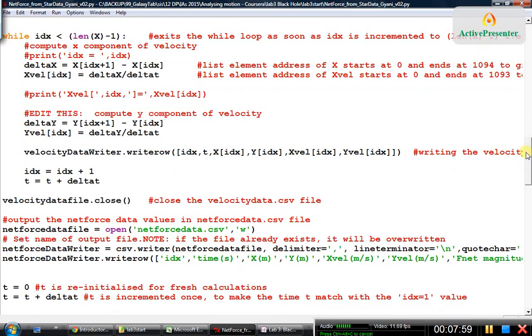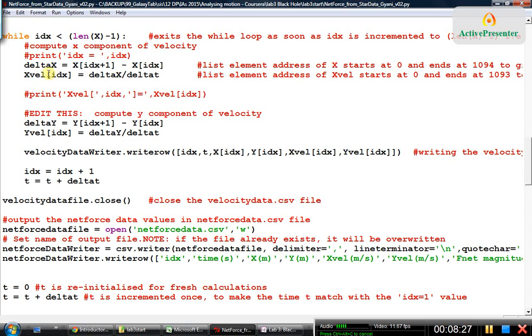Okay, so in the first loop where I will calculate the velocities, I have to make the loop run till the last row, which is the 1094th row. So I set the index to vary from, it's already initialized to 0, so it will go all the way till 1094.